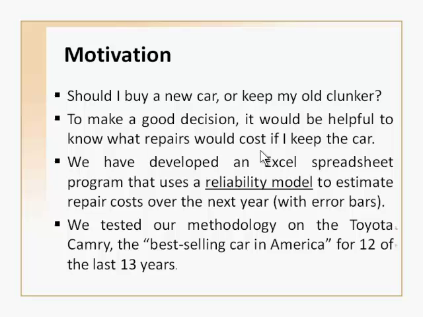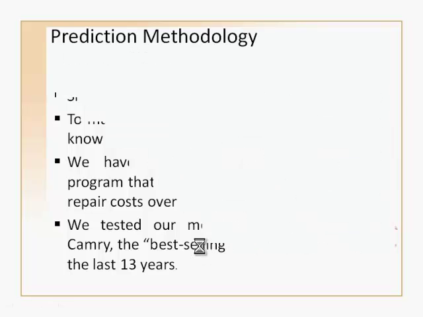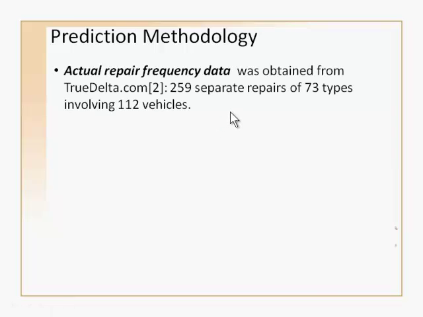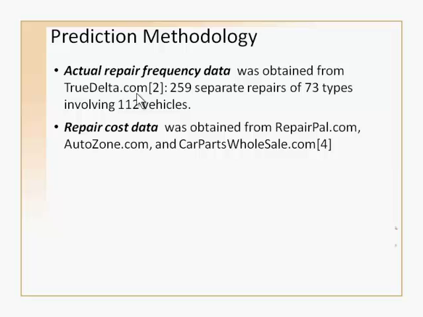We tested the methodology on the Toyota Camry, best-selling car in America for 12 of the last 13 years. We did so because we could obtain the best data for this model. Okay, so our prediction methodology, we used actual data obtained from this site. This site is a site where users can log in and record their repair history. So we extracted the data for Toyota Camry. To get repair cost data, we looked at these 3 sites.